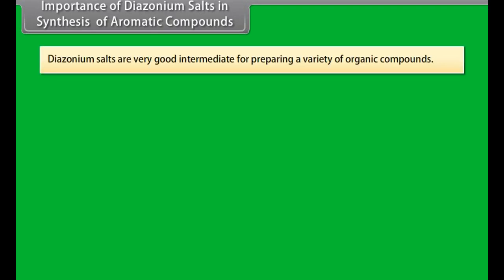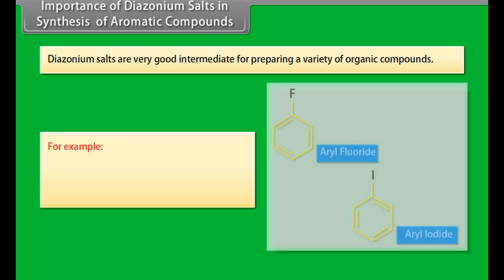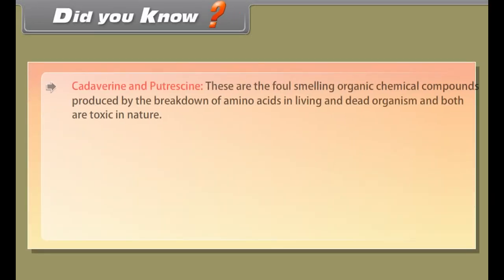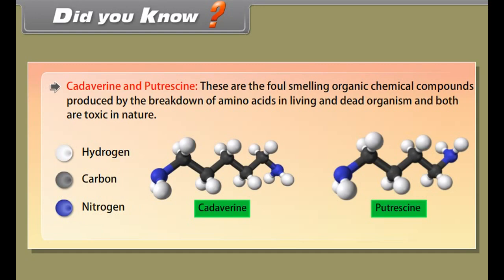Importance of diazonium salts in synthesis of aromatic compounds. Diazonium salts are very good intermediates for preparing a variety of organic compounds. For example, aryl fluorides and iodides cannot be prepared by direct halogenation, but they can be easily prepared through diazonium salts. Did you know? Cadaverine and putrescine are the foul-smelling organic chemical compounds produced by the breakdown of amino acids in living and dead organisms, and both are toxic in nature.